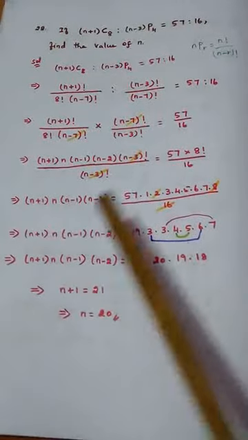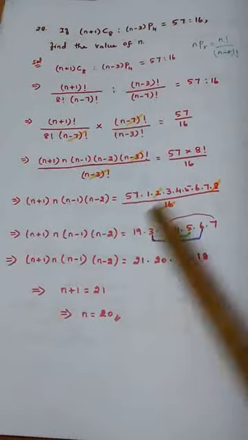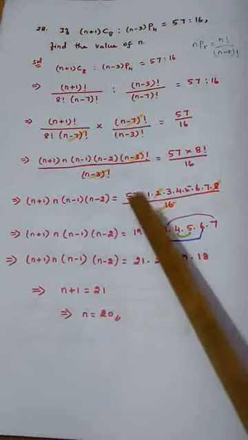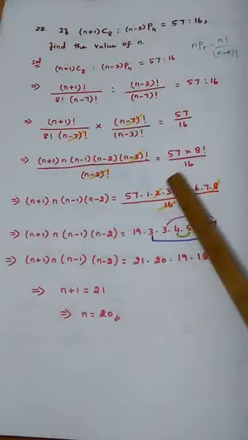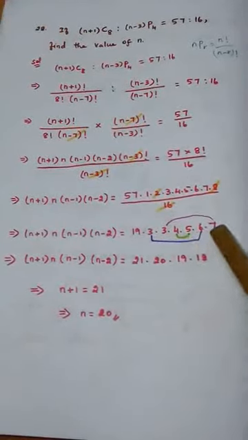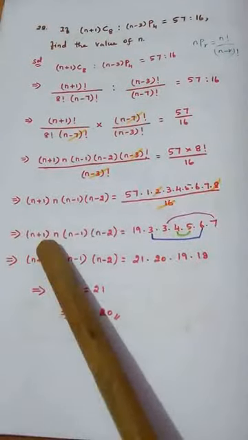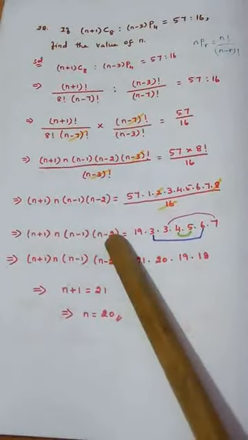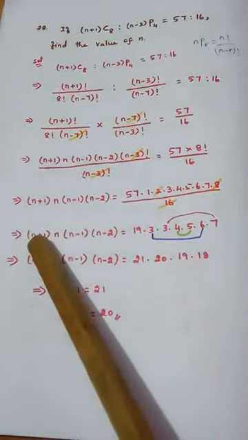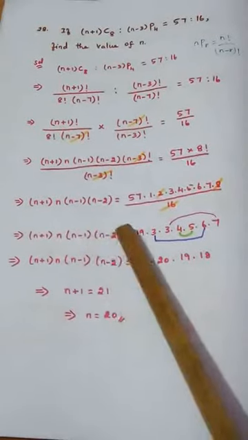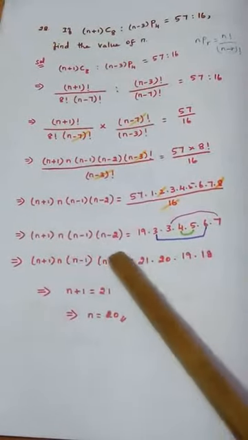Again writing this. Now 57 is split as 19 into 3. 57 is written as 19 into 3. 3, 4, 5, 6, 7 is written like this. Now if you see the left hand side, n plus 1, n, n minus 1, n minus 2. What is the meaning? This is the bigger number, this is one smaller, one smaller, one smaller. Like that it comes in descending order.